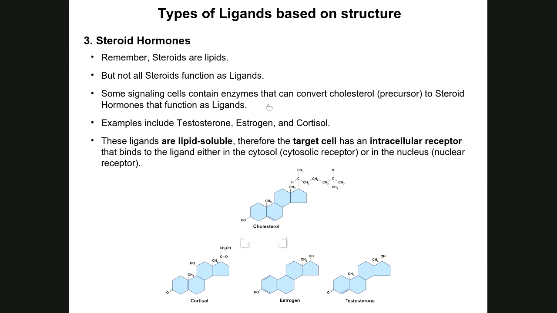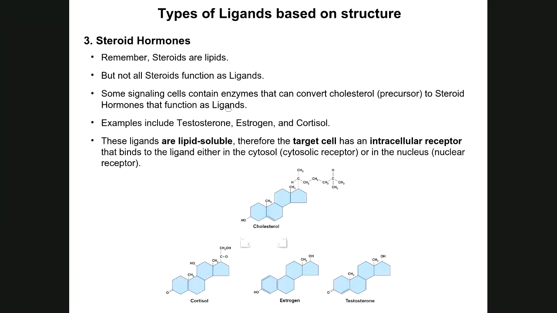It says some signaling cells contain enzymes that convert cholesterol, a precursor. In other words, what we mean by precursor is the starter material that is going to be transformed into a steroid hormone. Cholesterol is a precursor to steroid hormones. Steroid hormones function as ligands.